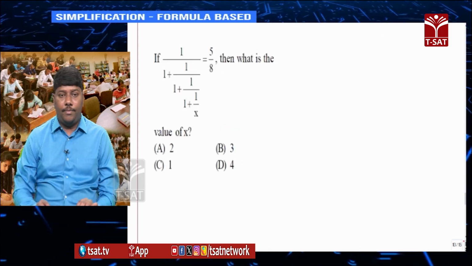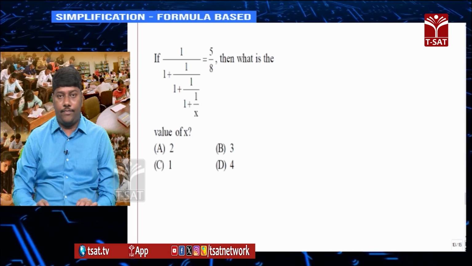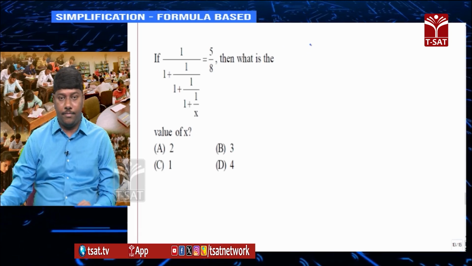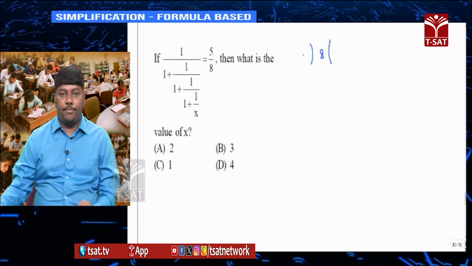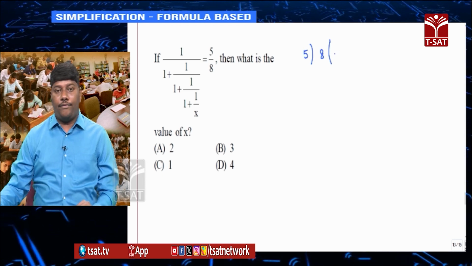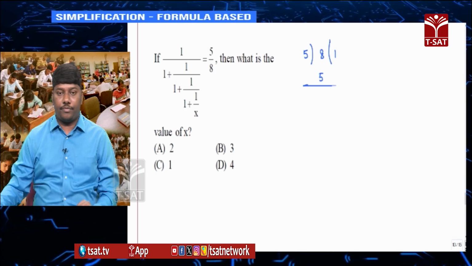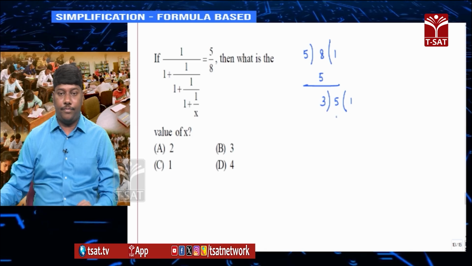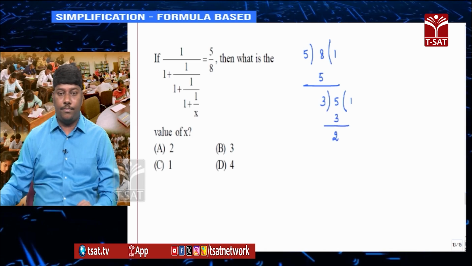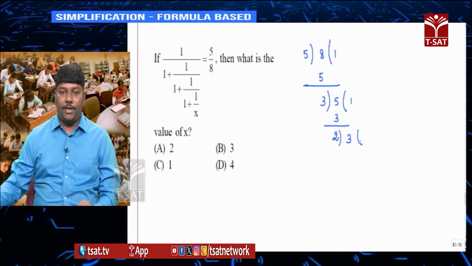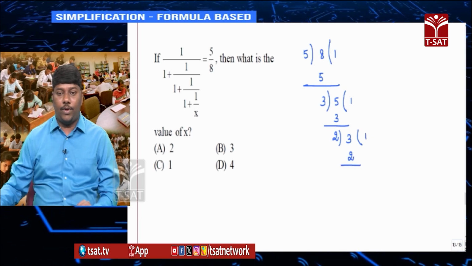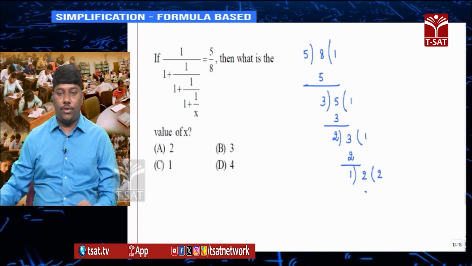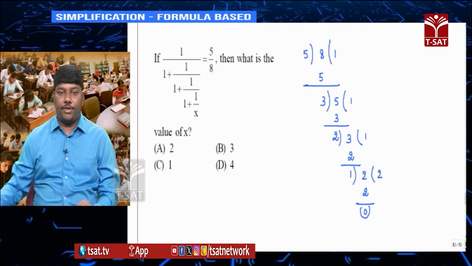Similarly, look at this sum. 1 plus 1 by 1 plus 1 by 1 plus x finally. So first you simplify 5 by 8. Take the denominator. Divide it by 5. 5 1s are 5. Then again 1s are. Remainder is 2. 3 becomes the dividend. Remainder is 1. 2 becomes the dividend. Finally, 1 2s are 2. Remainder is 0. So we can stop it here.